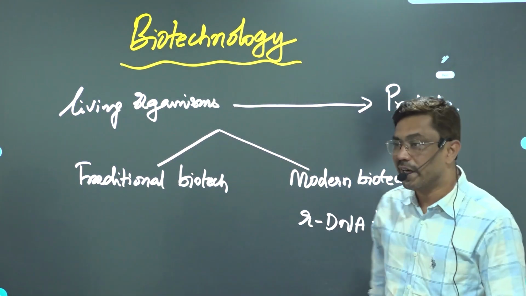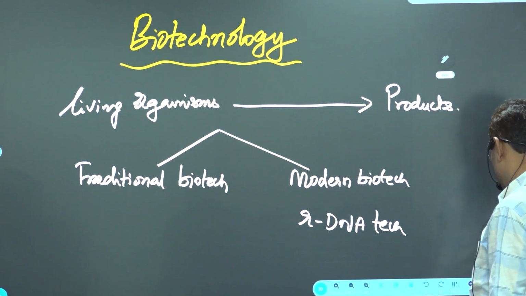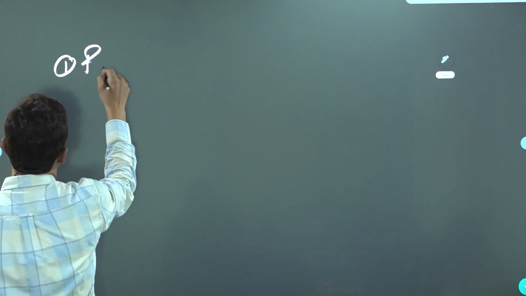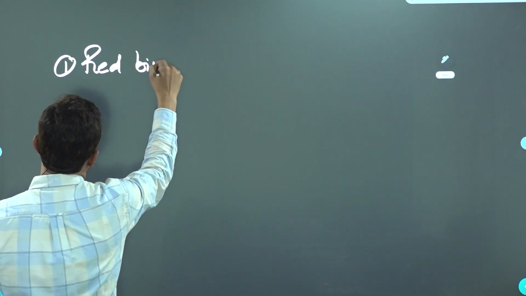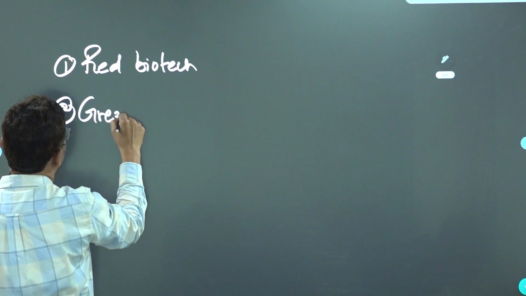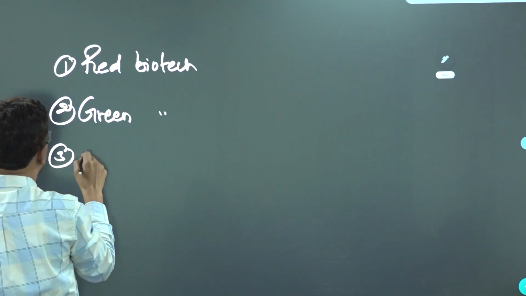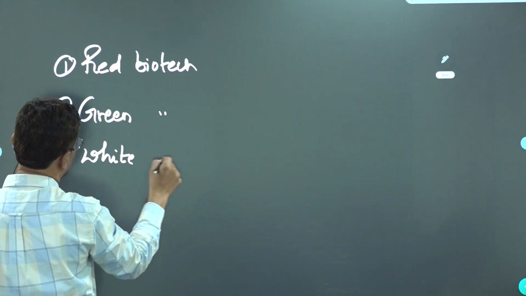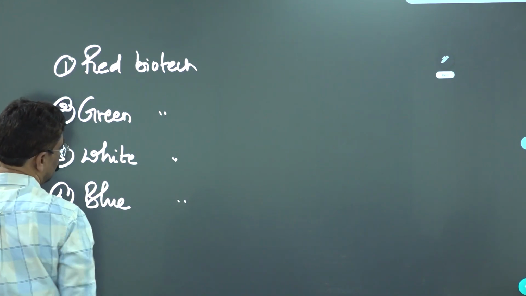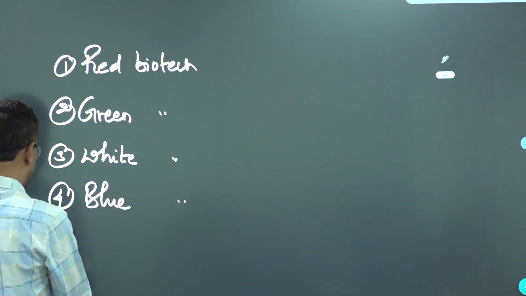Then biotechnology has vast scope. It can be applied in different fields, so based on that, biotechnology has been given different names. These include, you remember, red biotechnology, green biotechnology, white biotechnology, blue biotechnology. Then bioinformatics.